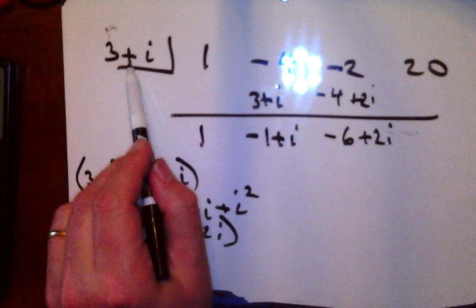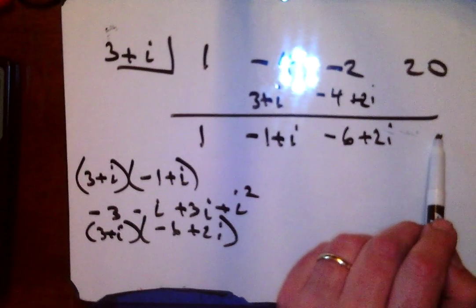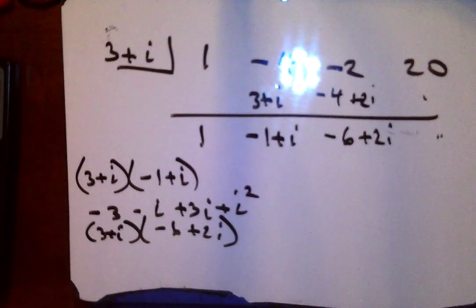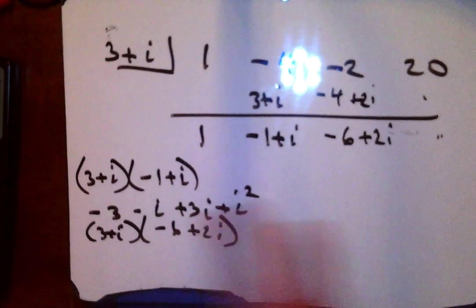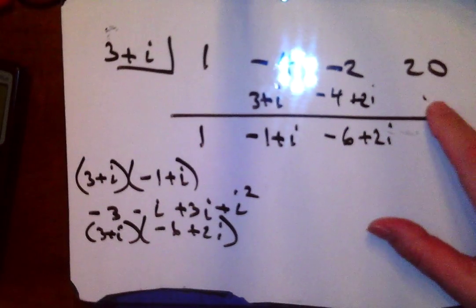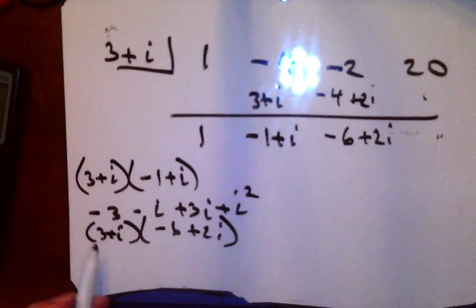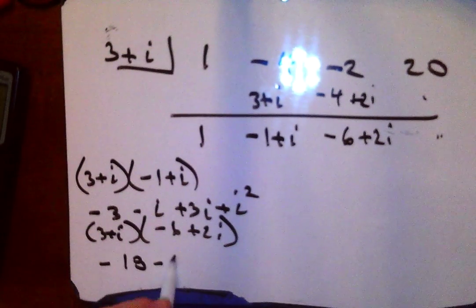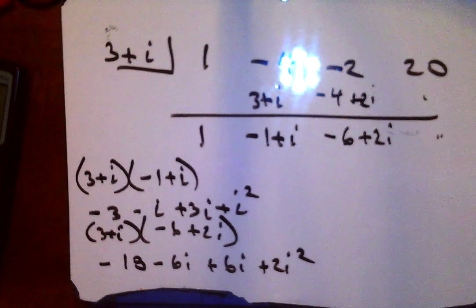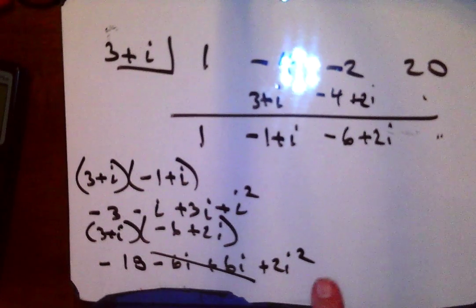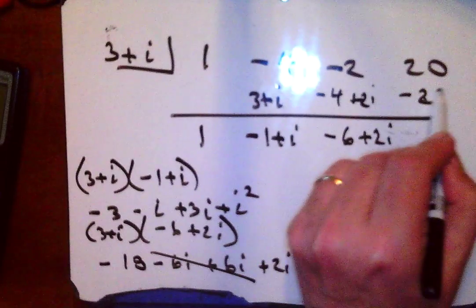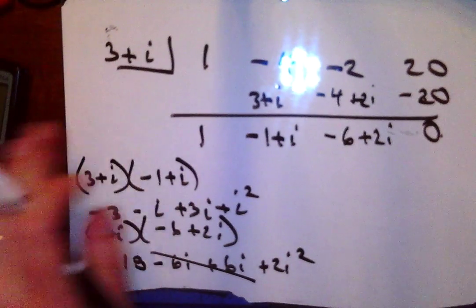Now look, if this is a 0, I gotta end up with a 0 here, which means this has to be -20. I just want to make sure, because if it turns out this isn't -20, then there's a mistake in here, and then the next step won't work. So why waste the time pretending it does work when it doesn't? So let's do some FOILing. We've got -18 minus 6i plus 6i plus 2i squared. Okay, so the middle terms cancel. i squared is -1 times 2 is -2 plus -18 is in fact -20, and I do get that 0.